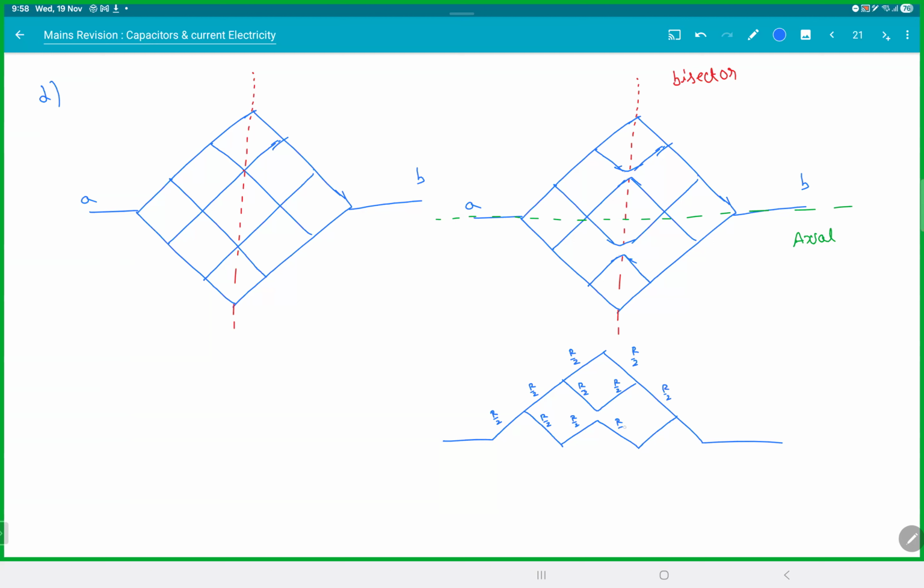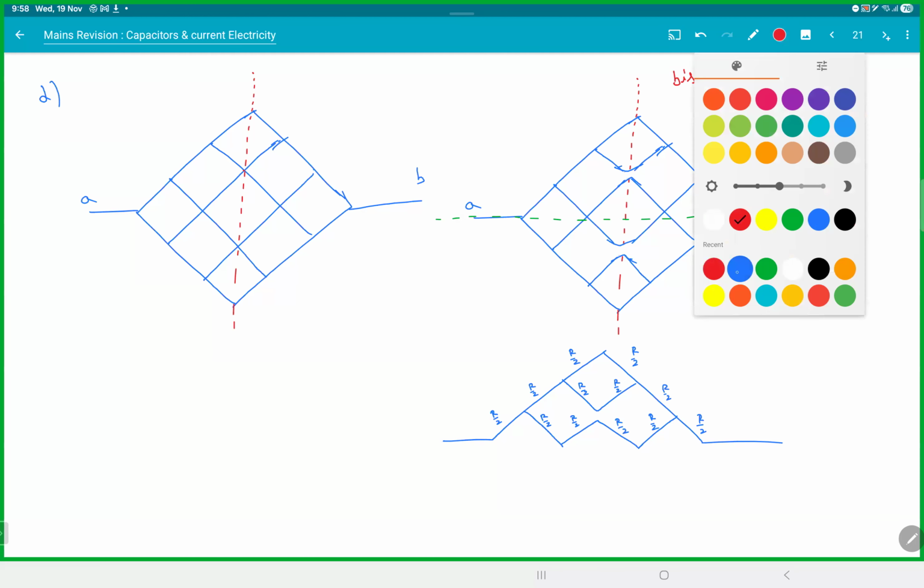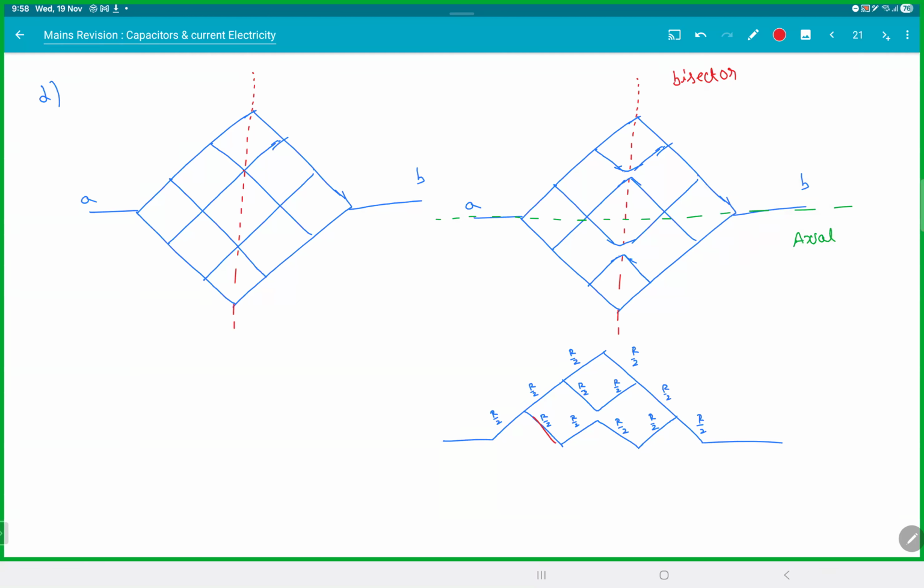If it is capacitors, they'll become double. Be careful, because when you keep capacitors in parallel, they add, C1 plus C2. When you keep resistors in parallel, it becomes half. Then you can solve this. This is R by 2, R by 2, R by 2. That becomes 2R. R by 2, R, R. This is R. R and R are in parallel. That will be R by 2. R by 2, R by 2, 3R by 2.